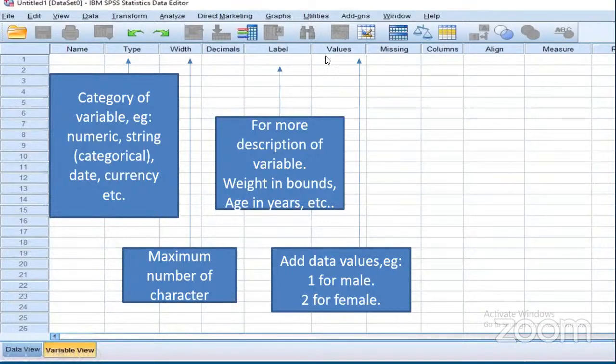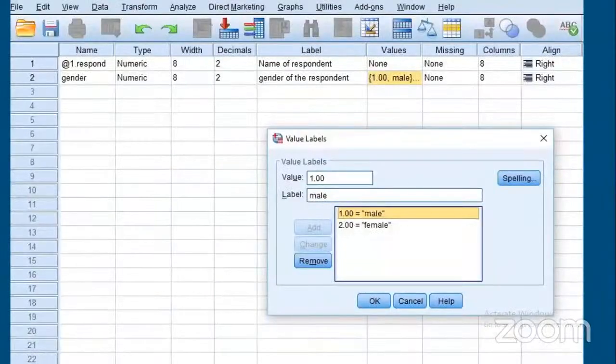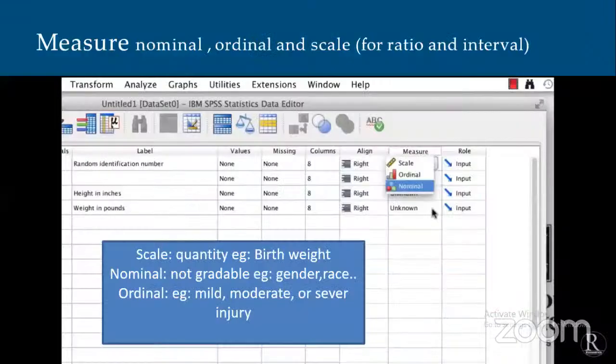Other important properties of variable we add is the value. If you click on value, an icon like this will appear. So if the variable, for example, gender, has more than one value, gender can be male or female, we can assign a number for each value. For example, 1 can be for male, 2 for female. And this will make data entering in the next step easier.